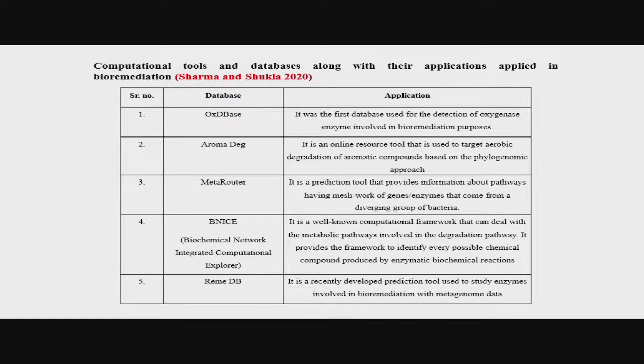MetaRouter is a prediction tool which provides information about pathways, having a meshwork of genes and enzymes that come from a diverging group of bacteria. BNice is a well-known computational framework that can deal with the metabolic pathways involved in degradation. It provides the framework to identify every possible chemical compound produced by the enzymatic biochemical reactions. Then RemeDB is a recently developed prediction tool to study enzymes involved in bioremediation and metagenomic data.